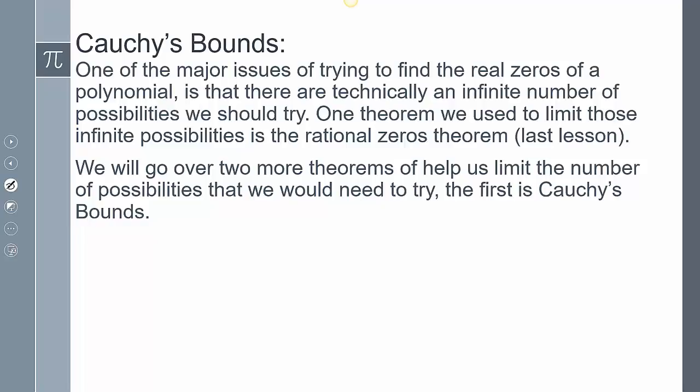Now, one of the major issues of trying to find the real zeros of a polynomial is that there are technically an infinite number of possibilities we should try. One of the theorems that we used previously to limit those infinite possibilities was the rational roots theorem. Because remember, when we're trying to describe a polynomial, one of the elements is trying to find those zeros.